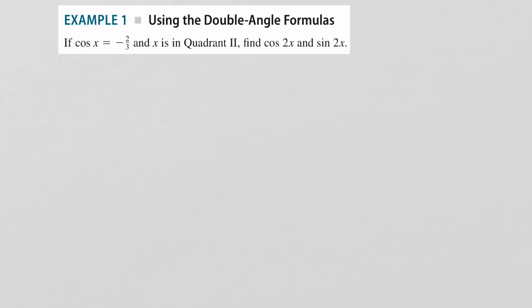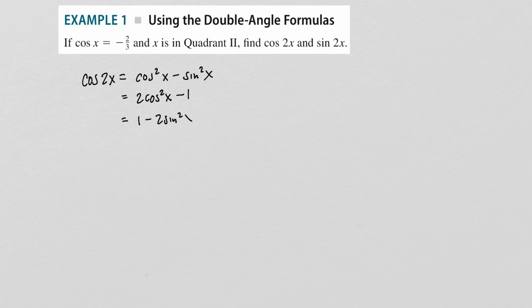If cosine of x equals negative 2/3 and x is in quadrant 2, we want to find the cosine of 2x and the sine of 2x. So for the cosine of 2x, recall that there are three formulas. We have cosine squared of x minus sine squared of x. We have 2 cosine squared of x minus 1, and we also have 1 minus 2 sine squared of x.